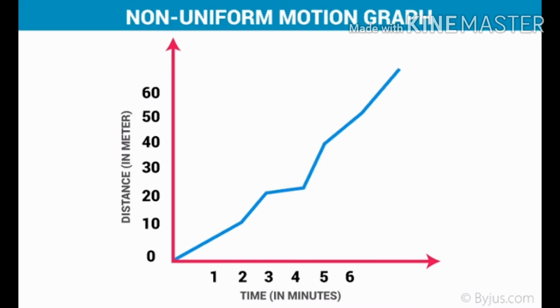Now if we check the graph of non-uniform motion, we can see that in equal intervals of time, it's not covering an equal distance. That's the most important point. In 1 minute, it's covering less than 10 meters. After 2 minutes, you can see in the graph it's near about 10 only. And when it has reached 3 minutes, then it went to approximately 20. So this says that it did not cover equal distance in equal intervals of time. That's the meaning of the graph of non-uniform motion.